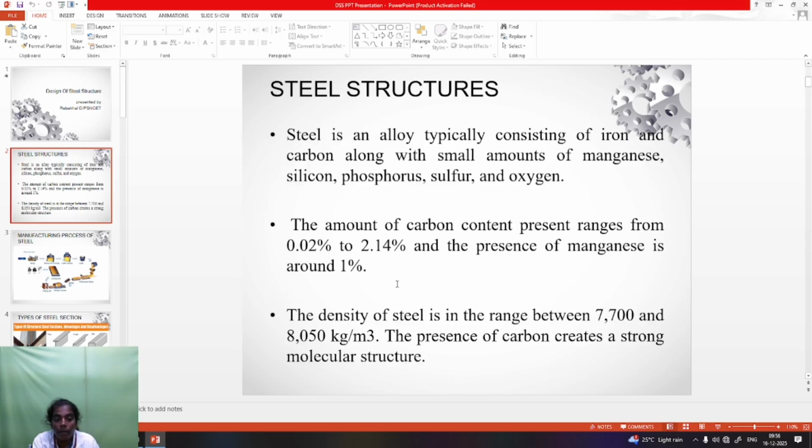The presence of carbon plays a very, very important role for the steel member and its molecular structure. Carbon is maintained for the ductility and the strength, and tensile strength is also considered for the carbon percentage of steel. Normally the steel has carbon, silicon and phosphorus, and carbon is present throughout the structure.